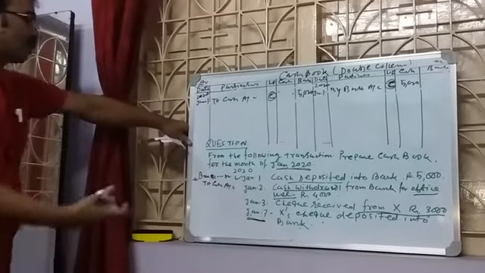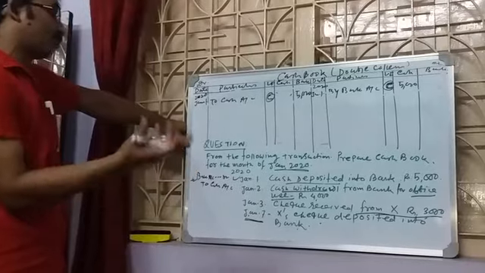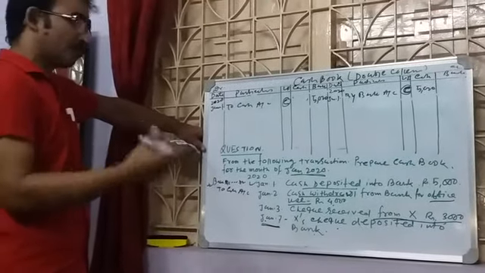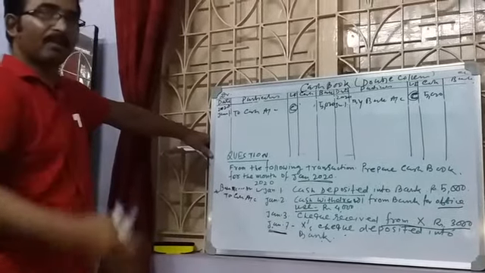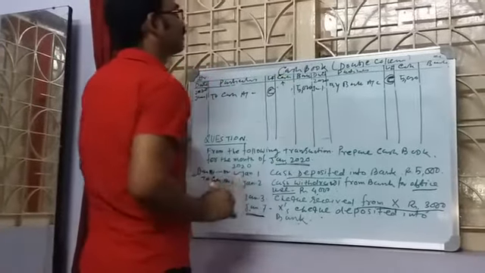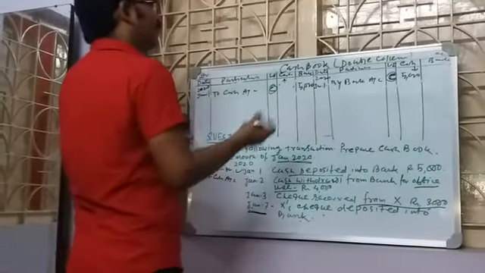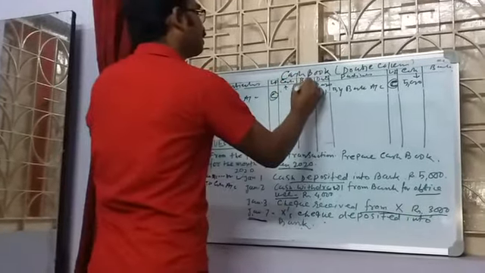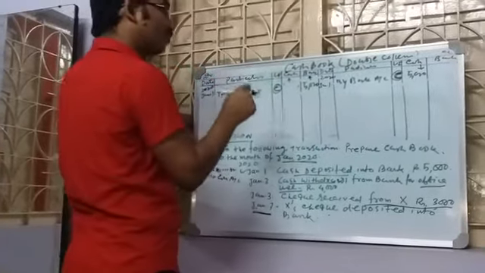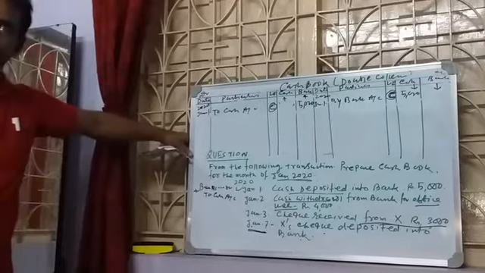Second one is Jan 2. What is the journal entry for Jan 2? Cash withdrawal from bank for office use. If you withdraw cash from the bank for office use, what is happening? Your cash balance is increasing and your bank balance is decreasing. We know that. When the cash balance increases, you put it on the debit side, and when the bank balance is decreasing, it goes to the credit side of the cash book.